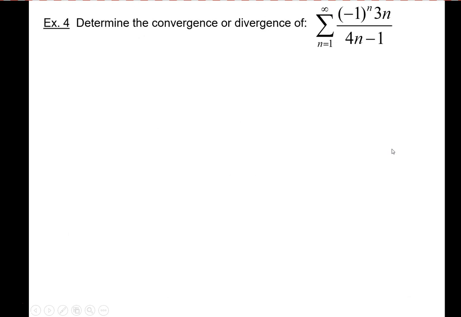Let's try this one, the convergence or divergence of this series. So we have (-1)^n, that tells us that it's an alternating series, times 3n over 4n minus 1. So start with the limit of the sequence, 3n over 4n minus 1.